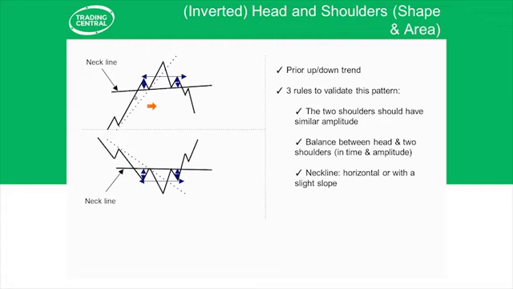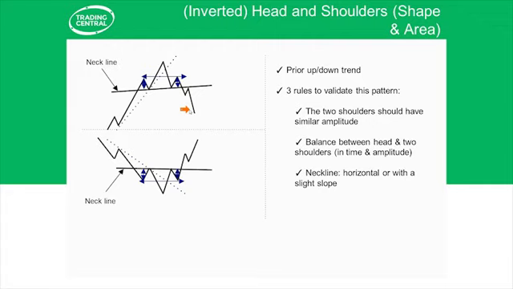A head and shoulders formation consists of a left shoulder, as you can see on this chart, a head, and a right shoulder, and a line drawn as a neckline. This line. A head and shoulders pattern appears in a bullish trend, and then you can expect a reversal downtrend when the pattern is validated.